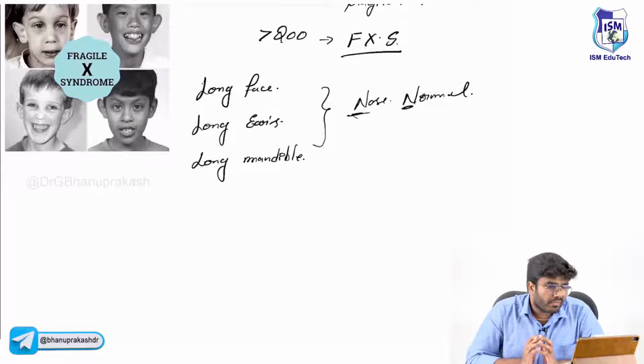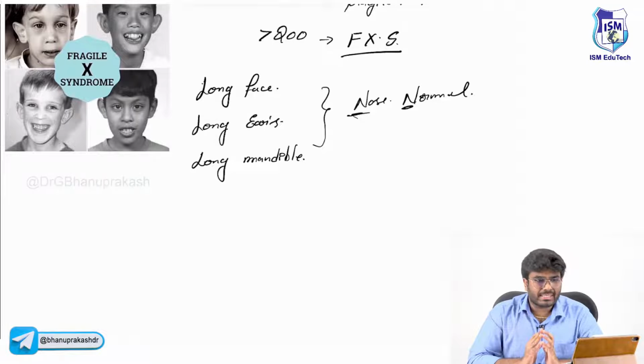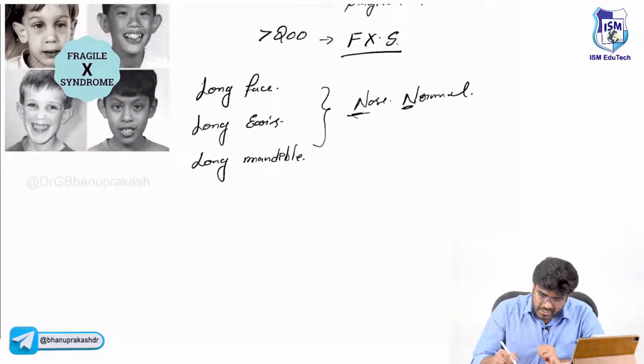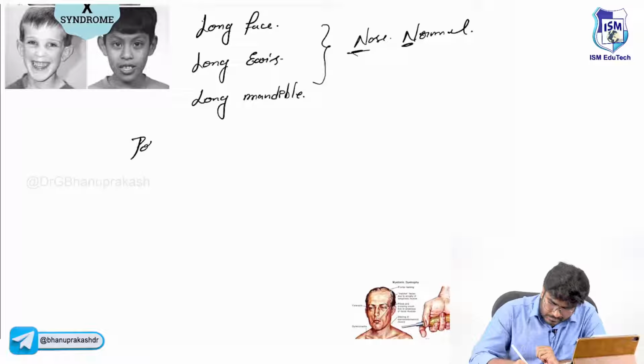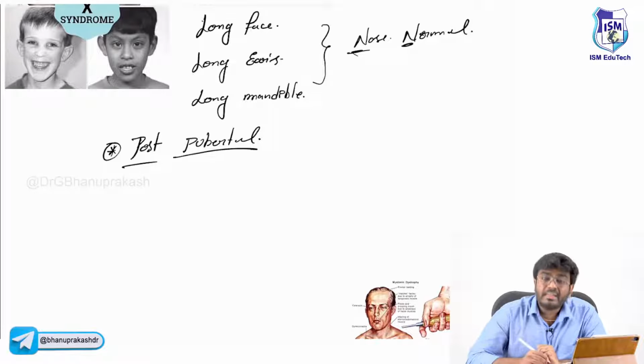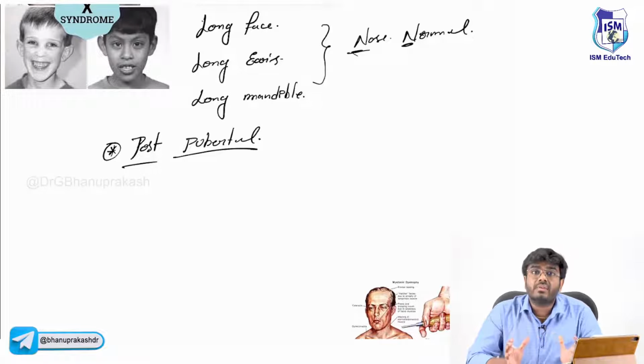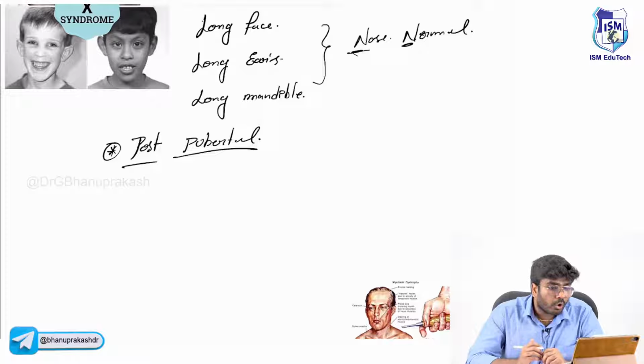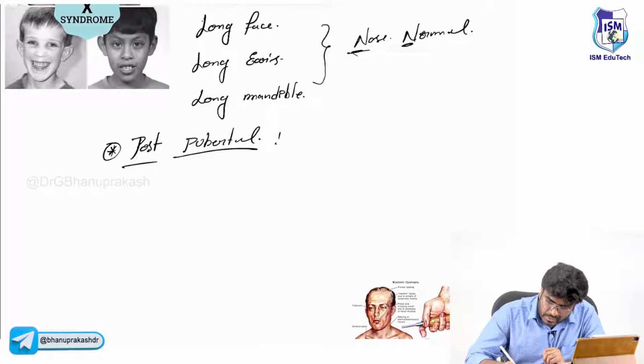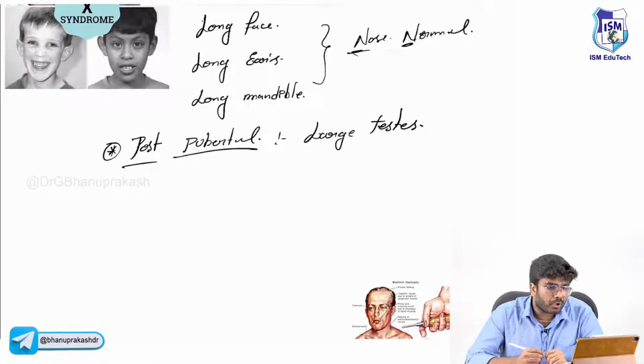Now, apart from this, what else are the important points which you need to know regarding Fragile X syndrome? See, these patients post-pubertal, which means once they reach their puberty, their testicular size is going to increase very much. So there is macroorchidism. Okay, large testis, which is called macroorchidism.